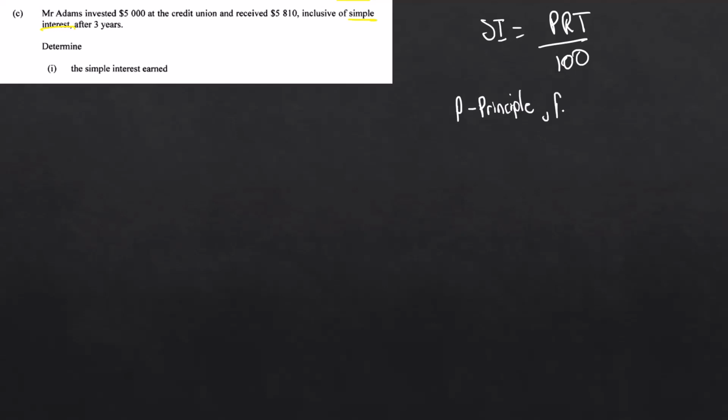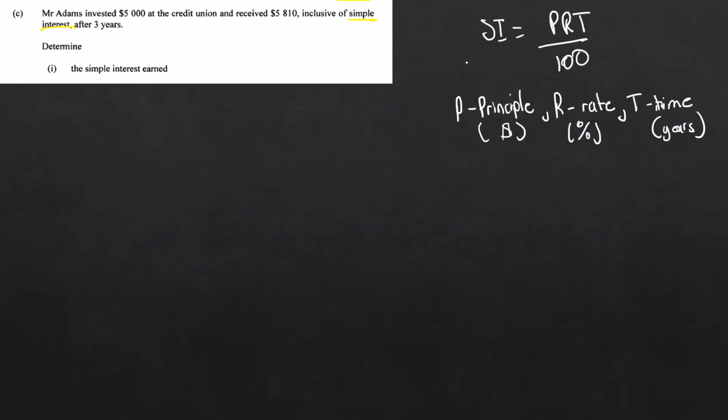Now P is your principal, R is your rate, and T is time. The principal P is usually some amount of money, dollars. Rate is usually in percentage, and time is usually in years. So remember these units, these are the values that you use.